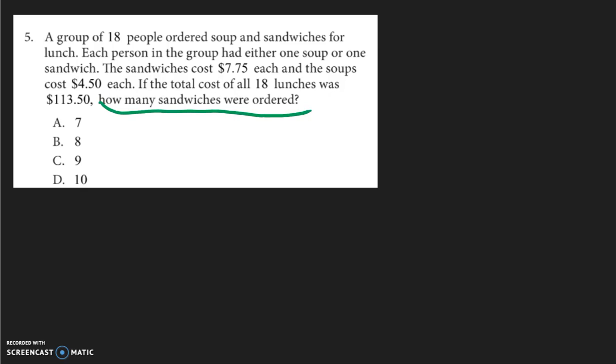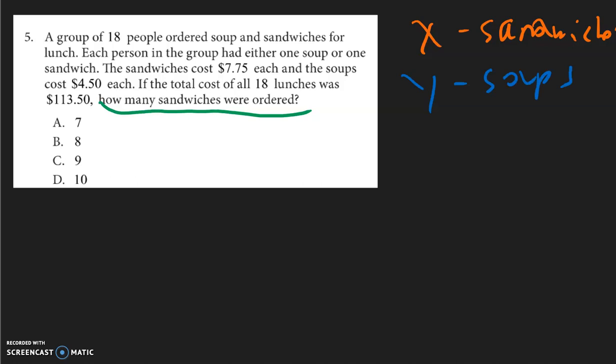For number 5, it's asking us how many sandwiches were ordered. So let's look at what information we have. Okay, so we know we're talking about two things. We're talking about soups and sandwiches. So let's let x be sandwiches, and that's what we want to solve for. And y will be the number of soups that were ordered.